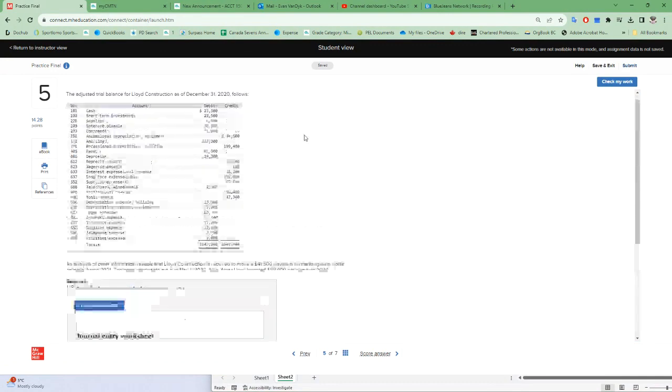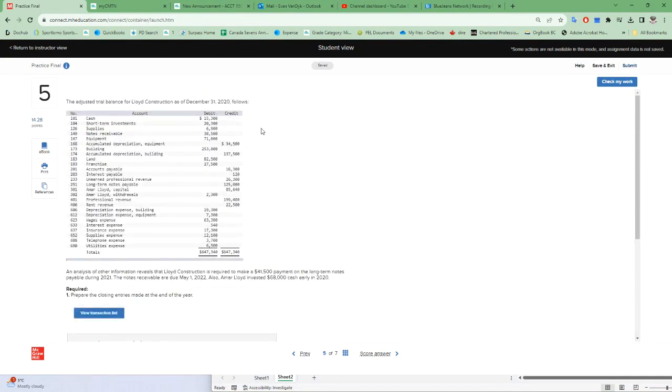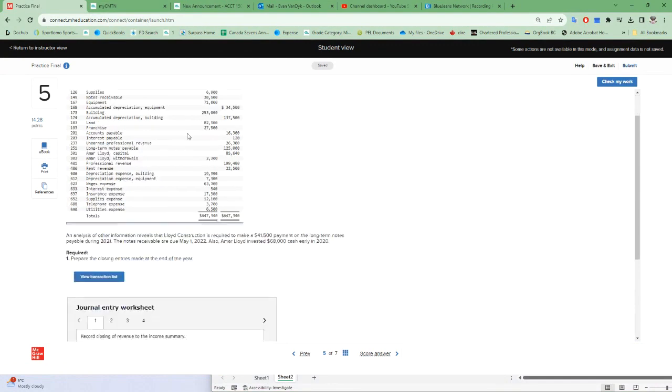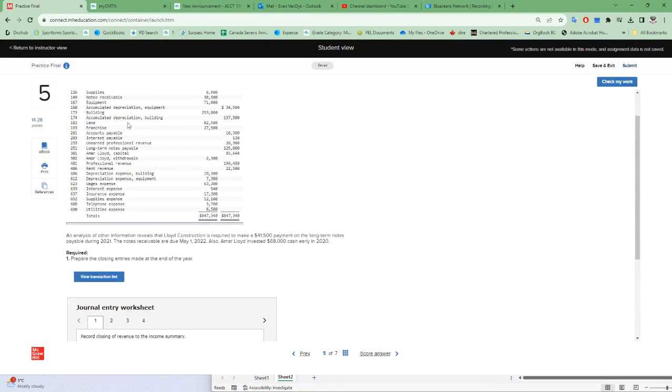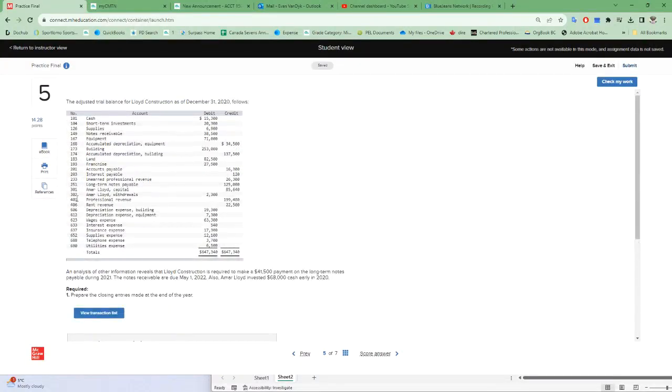Right, so remember our rule of thumb for closing entries, REID. So we're going to start by closing our revenue. Revenues have credit balances, so we need to debit them. So let's have a look and see which ones are our revenue. We've got professional revenue and rent revenue.